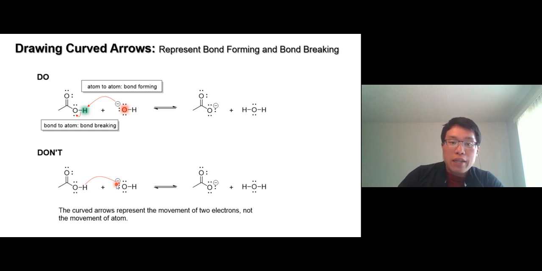If you draw an arrow like this, you cannot explain how this lone pair is gone. Three lone pairs become two lone pairs. You can't explain that. How do you explain this bond breaking? Right? Two lone pairs right here become three lone pairs. This doesn't make any sense. So we need to use an arrow appropriately, which represents electron movement, not atom movement. Okay. All right.